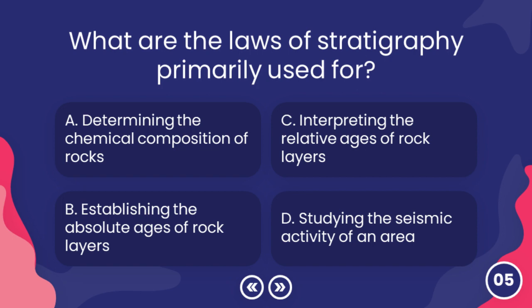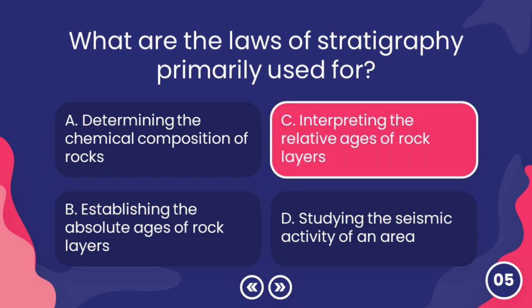Question number 5. What are the laws of stratigraphy primarily used for? A. Determining the chemical composition of rocks. B. Establishing the absolute ages of rock layers. C. Interpreting the relative ages of rock layers. Or letter D. Studying the seismic activity of an area. Okay, so what is your answer to this question? That is right, it's letter C. Interpreting the relative ages of rock layers.